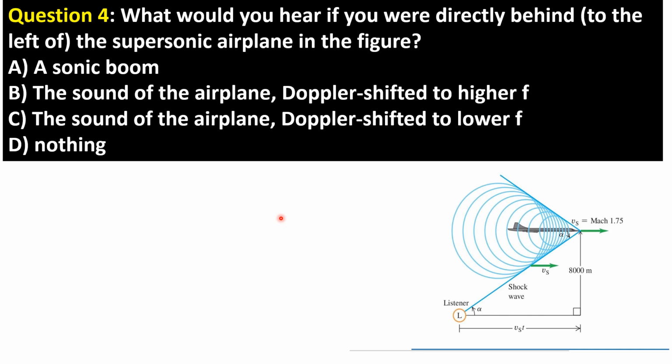All right, question number 4. What would you hear if you were directly behind, meaning to the left of, the supersonic airplane as shown in the figure? Okay, so as shown, here's the supersonic airplane moving at a speed of Mach 1.75. The speed of the source, as indicated by this vector arrow, is much faster than the speed of sound. Of course, that's why it's called supersonic.